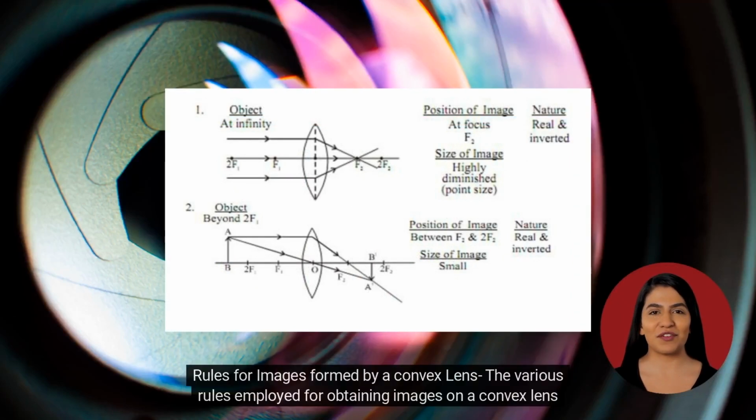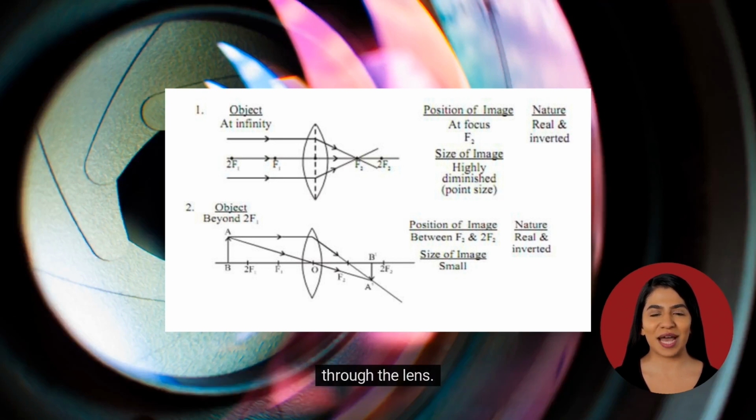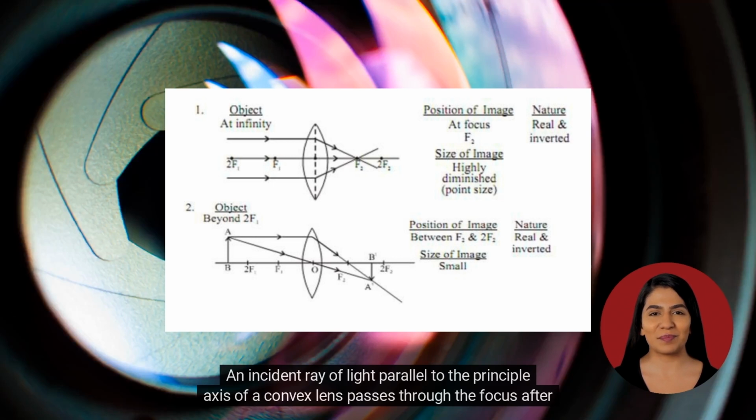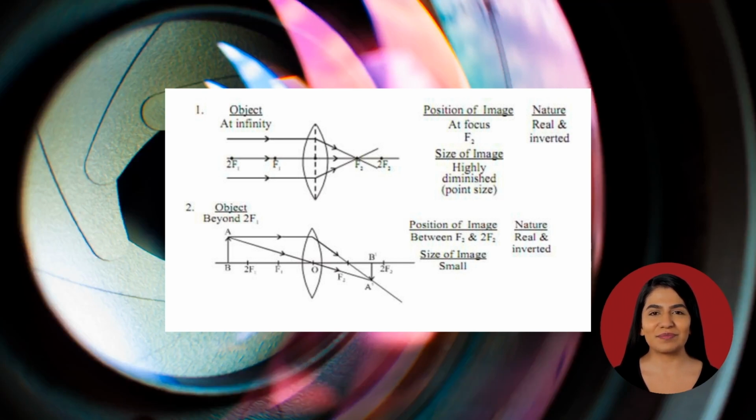Rules for images formed by a convex lens. The various rules employed for obtaining images on a convex lens are: An incident ray of light passing through the optical center of a convex lens emerges undeviated after refraction through the lens. An incident ray of light parallel to the principal axis of a convex lens passes through the focus after refraction. An incident ray of light passing through the focus of a convex lens becomes parallel to the principal axis after refraction. Formation of images on a convex lens.